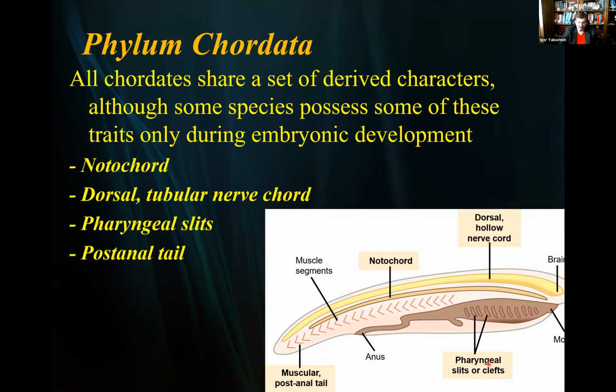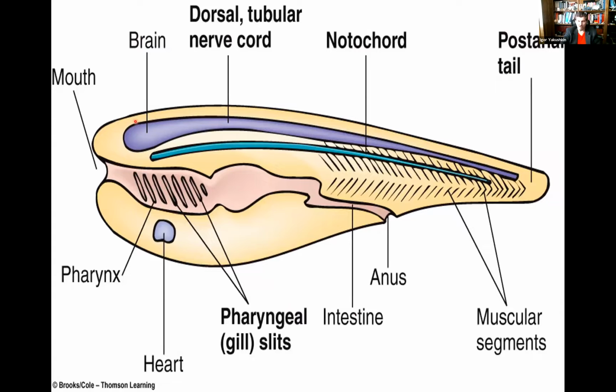So: pharyngeal slits and a post-anal tail. The tail is after the anus, and then of course there are muscle segments and so on, and then we have a brain, again a concentration of nerve tissue at the front end. So we'll start looking at cephalization, the formation of the head. Again, same kind of picture, talking about the dorsal nerve cord, the notochord, the segmented muscle, the muscular tail, which is post-anal, meaning it goes after the anus, and then the pharyngeal slits, and then we have the body cavity, where most of the internal organs are located, and so on.